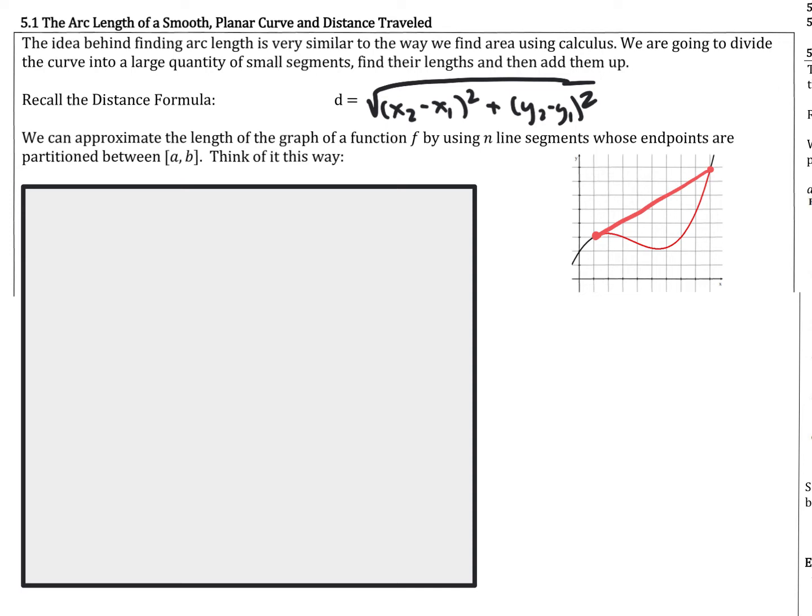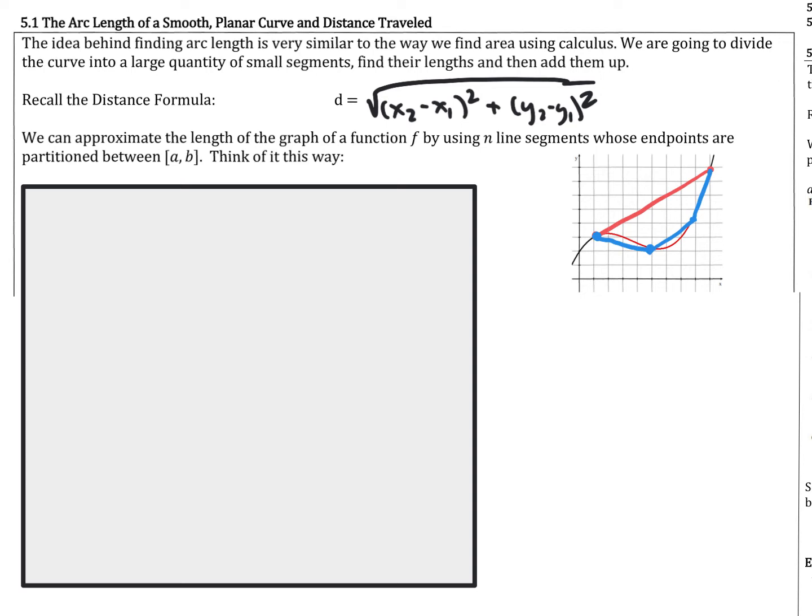Now, that's not going to be a very good approximation because it doesn't look a lot like the line that we're looking at. But what if I broke it up into a couple of pieces? So what if I found this length and then this length and maybe this length, and I broke it up into multiple lines? The more lines I break it up into, the better the approximation is going to be, because I'm getting closer and closer to that actual length.